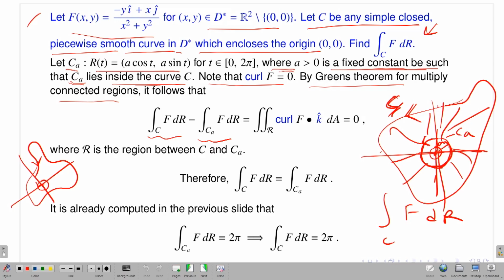Same thing. Therefore, the integration over C minus the integration over CA, by the statement of Green's theorem in the multiply connected domain, is the double integral of curl of F dot K cap. But since my vector field capital F is irrotational, this is 0. So it turns out that the vector line integral of capital F over C is the same as the vector line integral of capital F over CA, and you can calculate that. Why? Because I know the parameterization of CA and I know my vector field capital F, and the value is what I exactly calculated in my last slides.